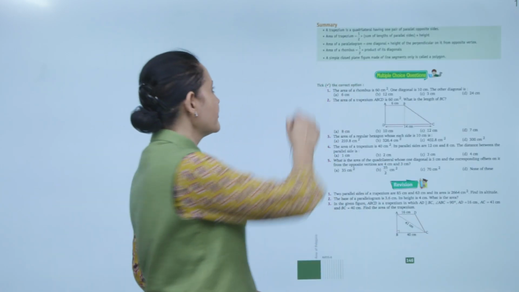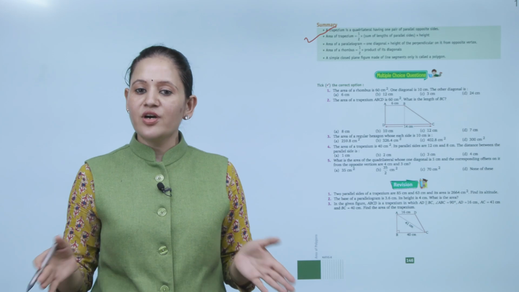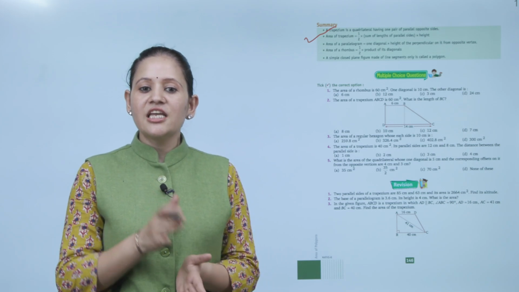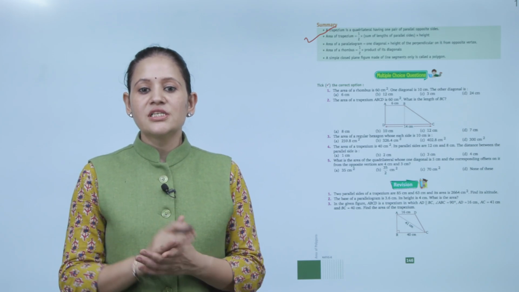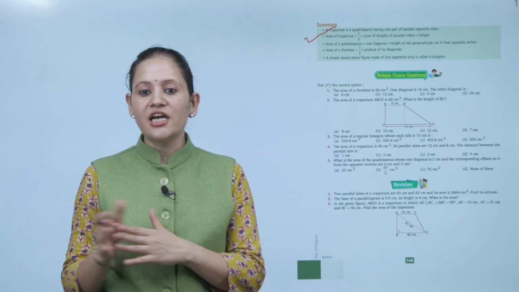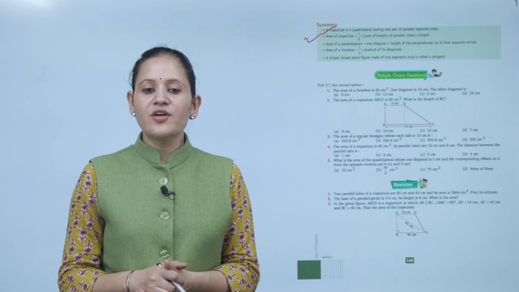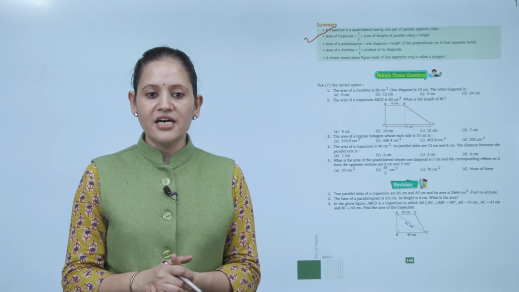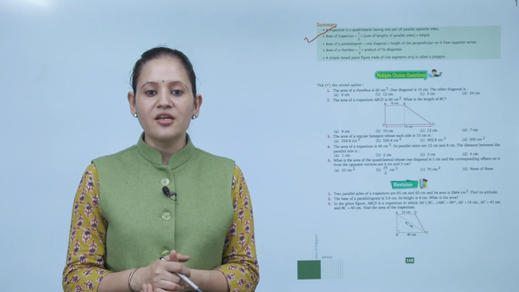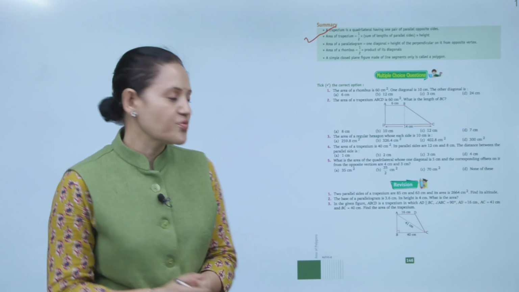Next is the summary. A trapezium is a quadrilateral having one pair of parallel opposite sides. The area of a trapezium is 1 by 2 into the sum of the lengths of parallel sides into the height. The area of a parallelogram is 1 diagonal into the height of the perpendicular on it from the opposite vertex. The area of a rhombus is 1 by 2 the product of its diagonals. A simple closed plane figure made of line segments only is called a polygon. Next are multiple choice questions.